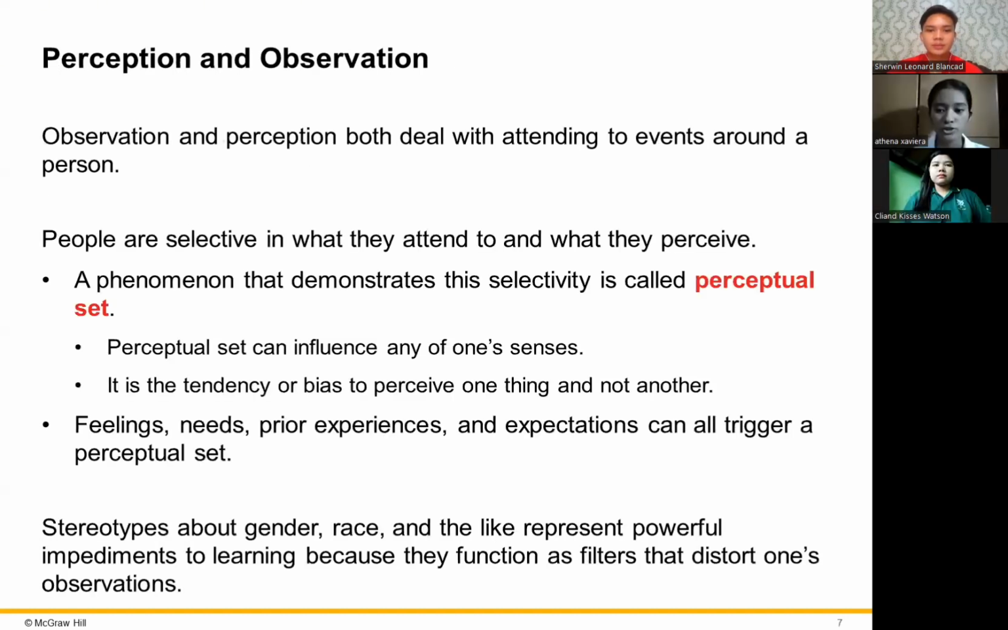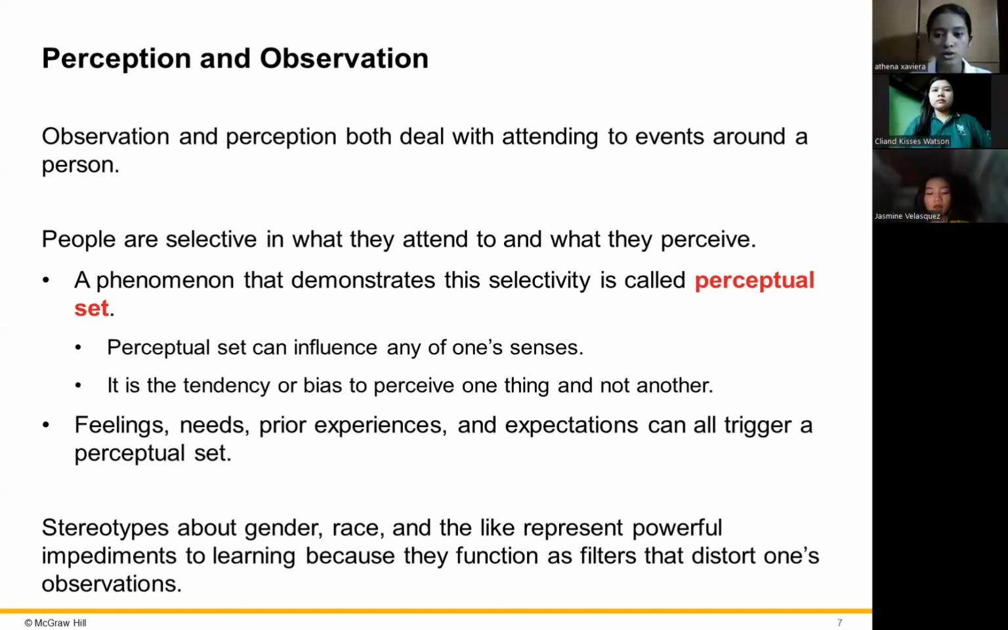Perception and observation. Perception and observation both engage when it comes to attending to events around the person. We intend to see and be aware of the people, and at the same time, to have a clear observation of what is happening around us.